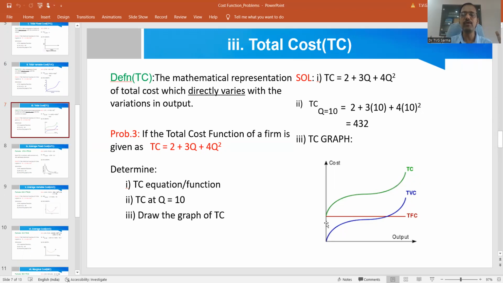Now, since the total cost includes total fixed cost, it starts above the origin, and the nature will be similar to the total variable cost. So the nature of total cost will be similar to the nature of total variable cost. So this is the third concept which we have tried to derive and explain.